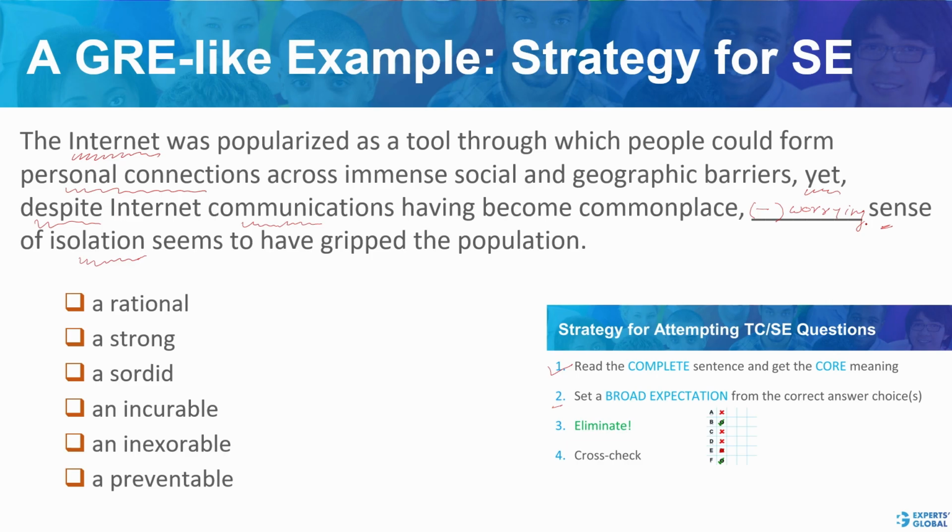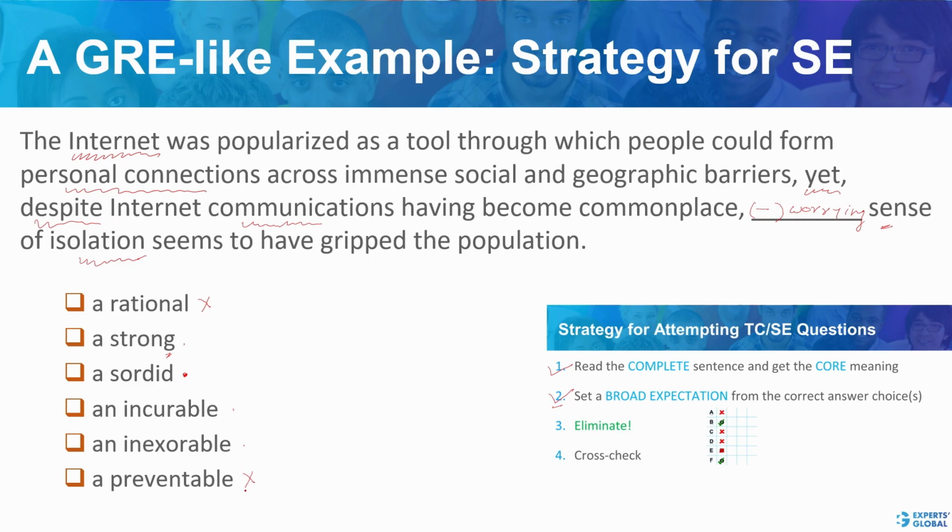Let's try to eliminate now. Rational is something positive. This is not likely to be correct. A strong sense of isolation, interesting choice. Maybe we should hold this. Sordid is something very bad, hate-worthy. So this is a strong choice. We should definitely hold it. Incurable, let's hold it. Inexorable, let us hold it. Preventable does not match our broad expectation from the correct answer choice. If it is preventable, it is not going to be worrying, so answer choice F should also be eliminated.